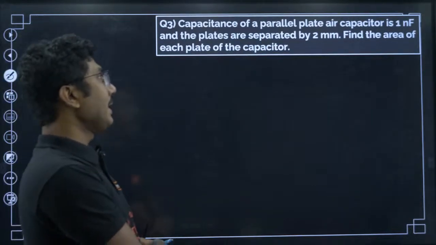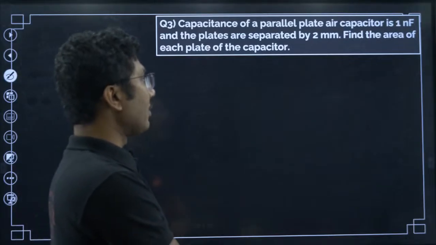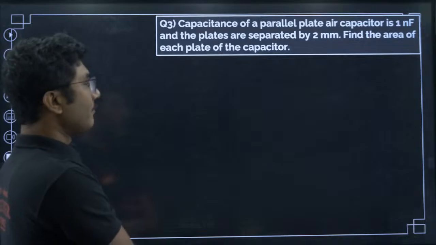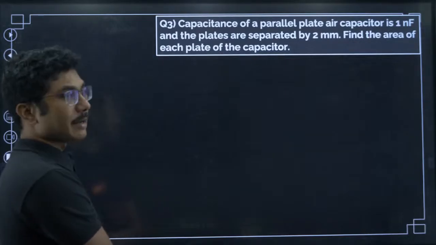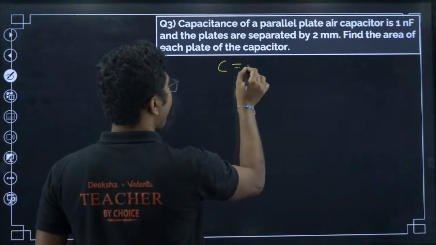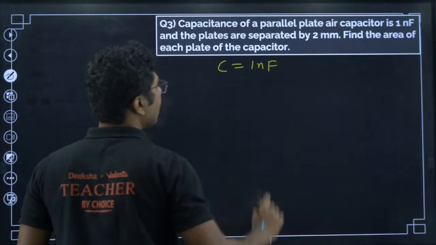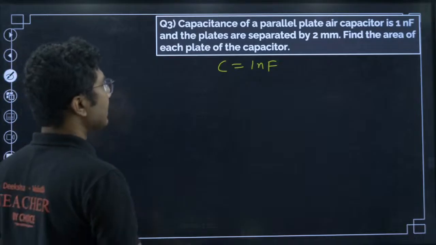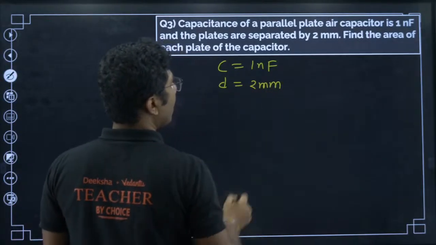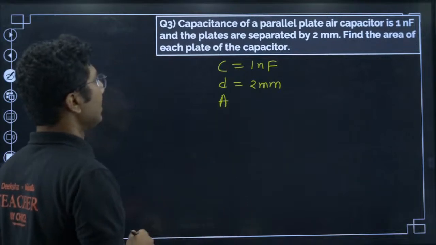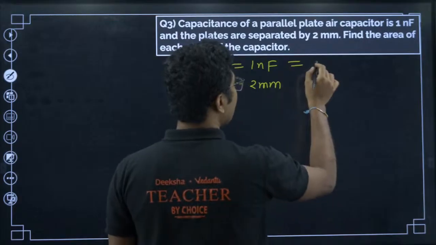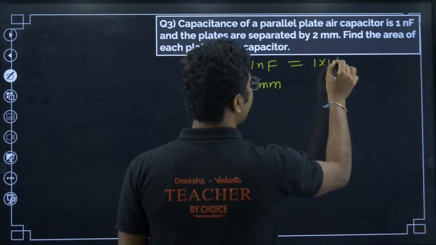Capacitance of a parallel plate air capacitor is 1 nanofarad and the plates are separated by 2 millimeter. Find the area of each plate of the capacitor. Okay, capacitance is given, 1 nanofarad. Separated by a distance of 2 millimeter. So distance is given as 2 millimeter. Find the area of the plates. Okay, it is an air capacitor. So what is 1 nanofarad? Nanofarad means 1 into 10 to the power of minus 9.